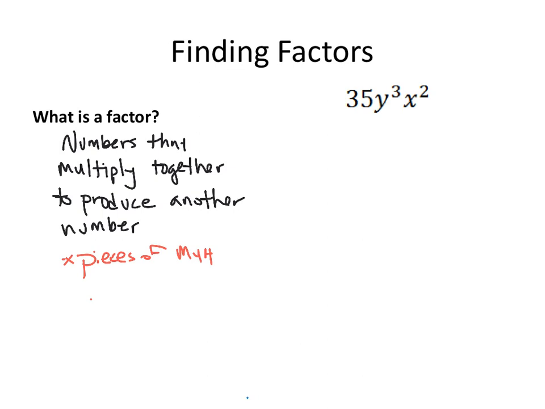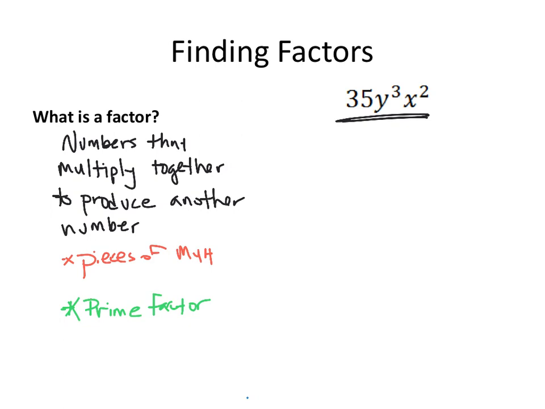Now, one of the other words that you've been familiar with before is something we call prime factors. Prime factors are no different than other factors. The only difference is that the numbers we're looking for to multiply to give us other numbers are all prime numbers. And we've used factor trees to produce prime factors previously.